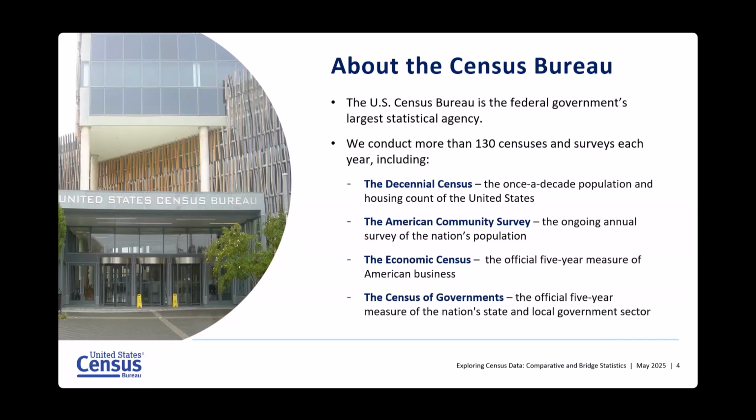On the business data side of the house, we have the Economic Census. This is the official 5-year measure of American businesses that is conducted every year ending in 2 and 7. It is the most comprehensive source for business data, and it is used for benchmarking our other business surveys and programs. The Economic Census also has a public sector counterpart called the Census of Governments. Similar to the Economic Census, it is measured every 5 years in the years ending in 2 and 7.